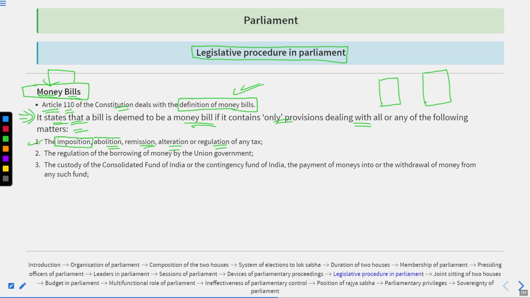If we talk about abolition, it is the opposite of imposition, which means the tax was in existence, but now the government wants to remove it. Suppose there are two items. Previously there was a tax of 10% on something. Later on the government put it under the category of essential items, or you can say non-taxable items. So that's how this 10% tax has been removed.